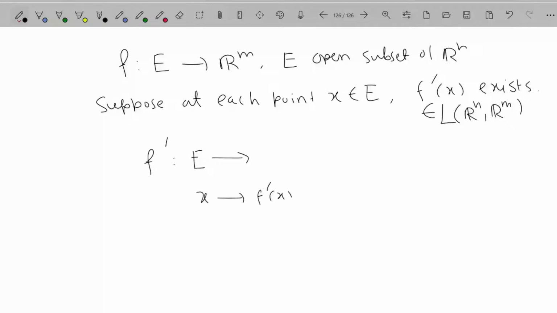So f dash x is what? A linear operator from Rn to Rm. So you can think of f dash as a mapping from E to the space of linear operators from Rn to Rm. That's the thing, so be very careful. This is also a metric space, actually a non-linear space, I mean a general metric space. Now the question is, there is a little caveat over here.